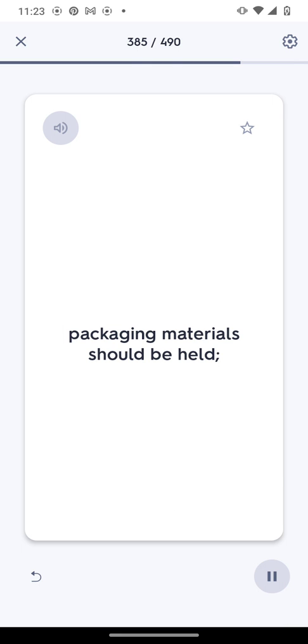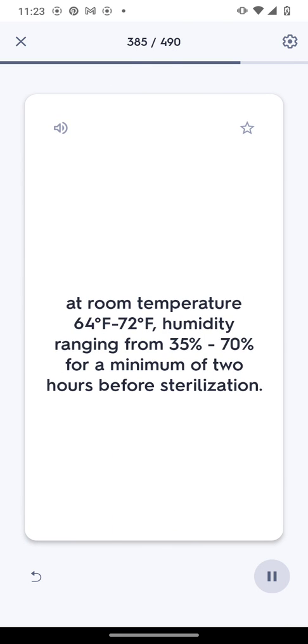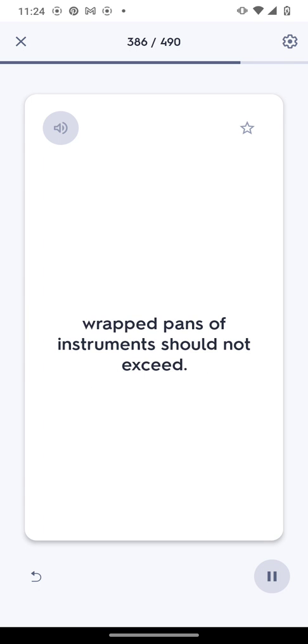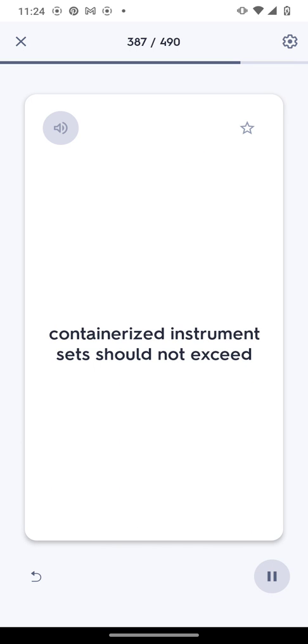Packaging materials should be held at room temperature, 64 degrees Fahrenheit to 72 degrees Fahrenheit, humidity ranging from 35% to 70%, for a minimum of 2 hours before sterilization. Wrapped pans of instruments should not exceed 16 pounds. Containerized instrument sets should not exceed 25 pounds.